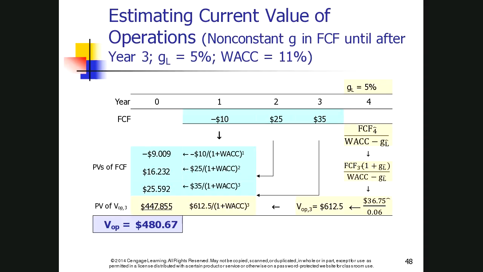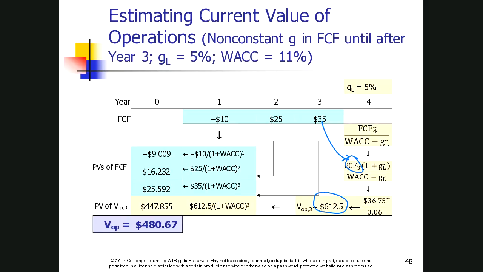So we get the third free cash flow, which is $35, multiplied by the long run growth rate 5%, and then divide by the WACC 11% minus the 5%. You're going to get 612.5. Then you take that and add it on to 35. The second year is 20. The first year is negative 10.